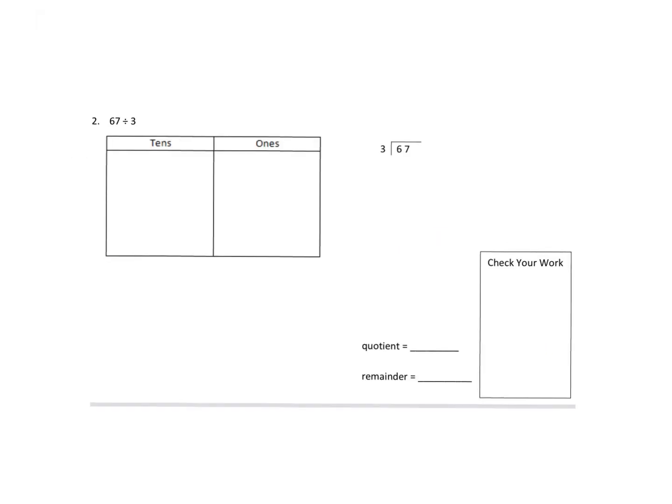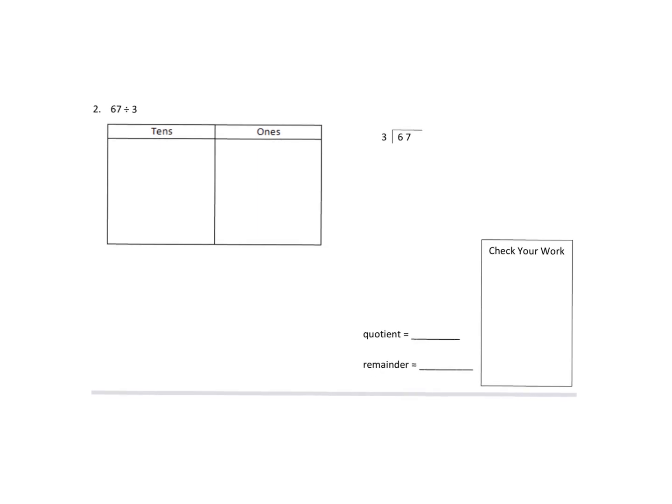Let's check a tougher one here. We've got a 2-digit number, 67 divided by 3. So same idea, we're going to start with the dots, and we're going to split these up into 3 groups because we're doing groups of 3. And that's what this divisor means. Here's the divisor, here's the divisor, here's our 3 groups.